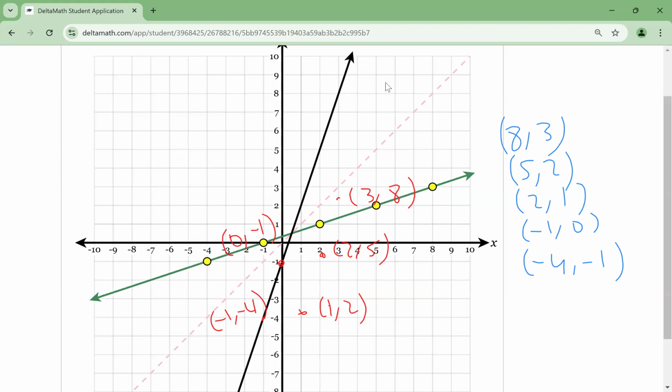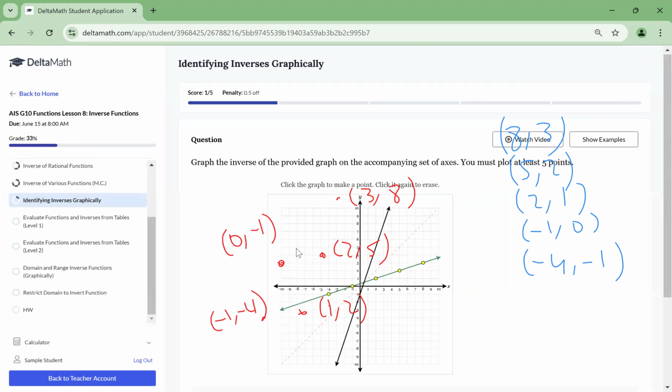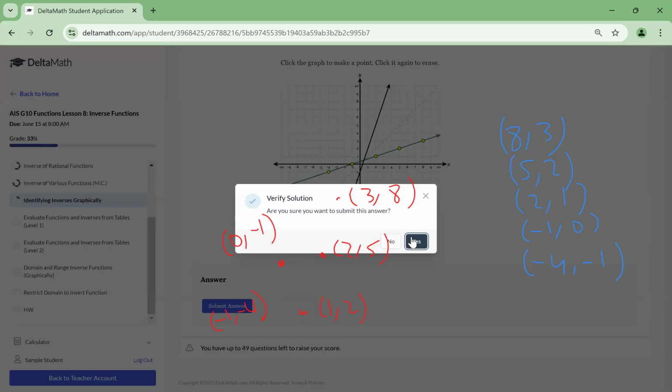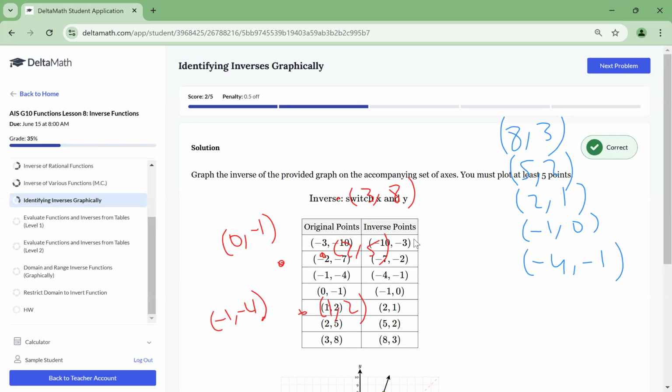And again, you see that the black line and the green line are reflections of each other on the red line in the middle, which is y equals x. And this is the solution. So this is fairly straightforward.